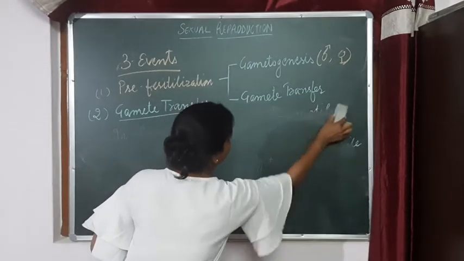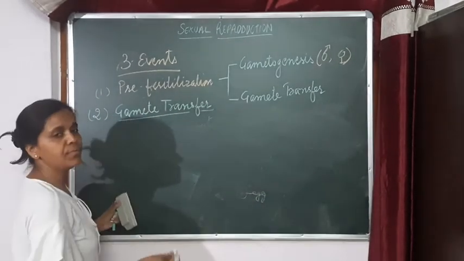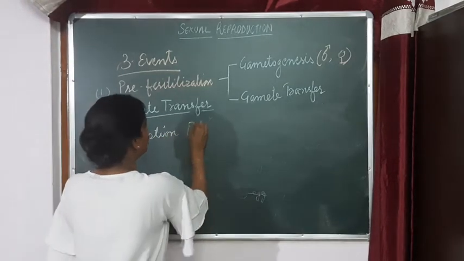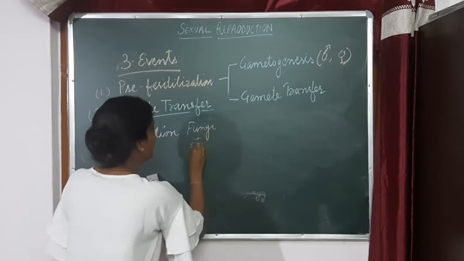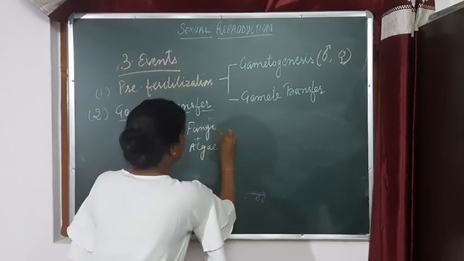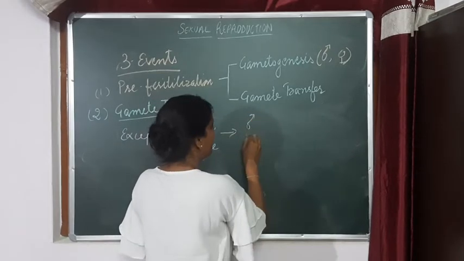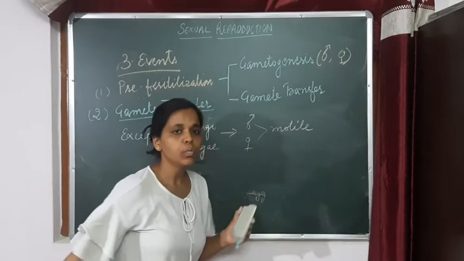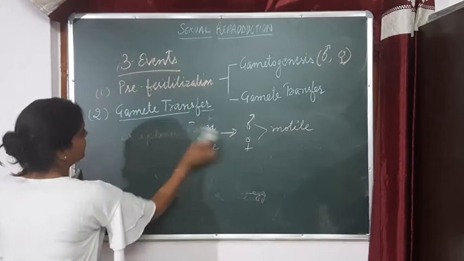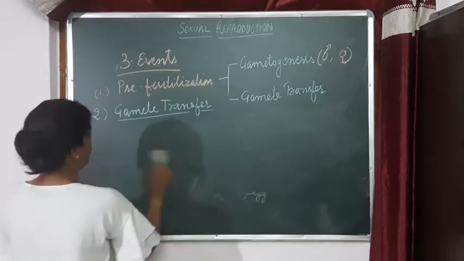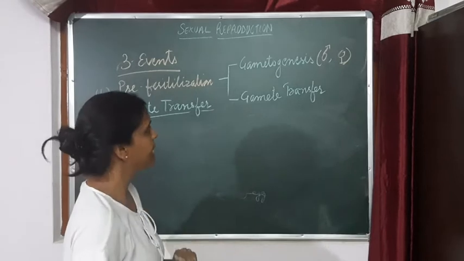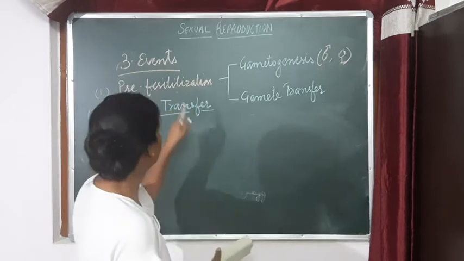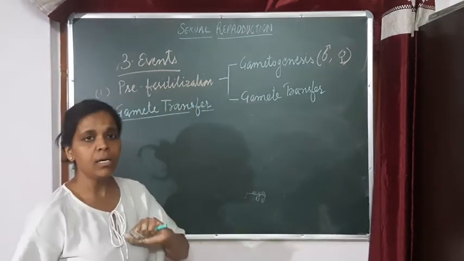In some cases there are exceptions also, like in some fungi. Exceptions are always there. In some fungi and some algae, both the male as well as the female gamete are motile. Okay? So this is an exceptional case. Now, this was the gamete transfer. We will now discuss the second part, that is the fertilization.